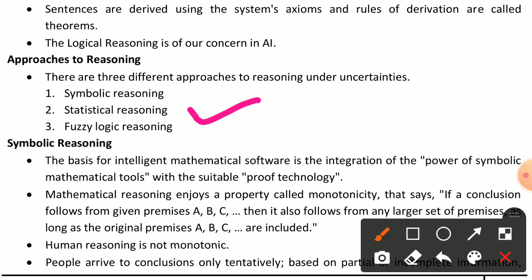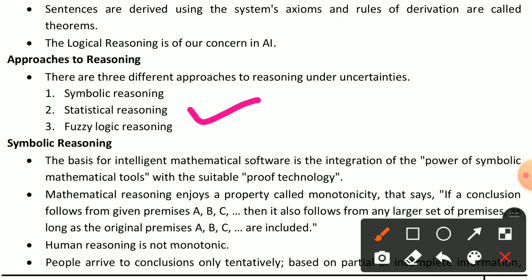The basis for intelligent mathematical software is the integration of the power of symbolic mathematical tools with suitable proof technology. Here, the basic detail is mathematical software with the power of symbolic mathematical tools, and we use proof technology, meaning we can take something and prove something.